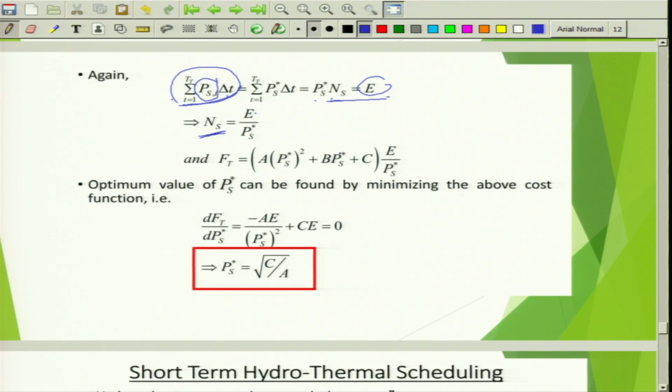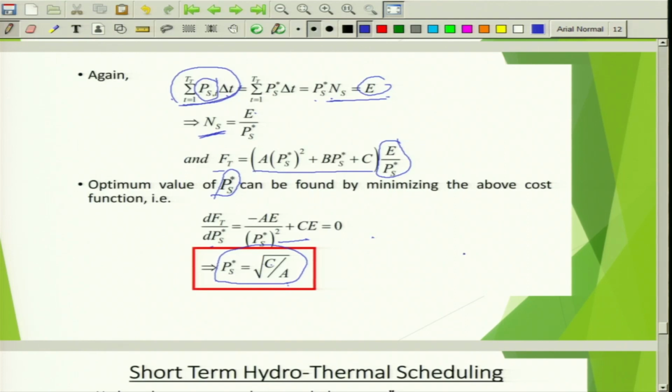Now you go back to the previous expression. This is a quadratic expression, into NS was there, now you replace it by E by Ps star. Now we are ultimately finding the optimal generation. You need to find the optimum Ps star, right? So you differentiate this expression with respect to Ps star. Then you get this expression which is equal to 0. Then you get the value of the power generation from the thermal power plant, which depends upon these constants A and C. That's it.